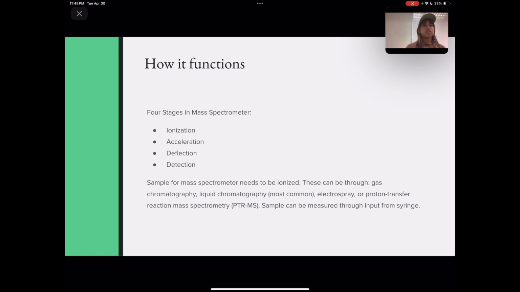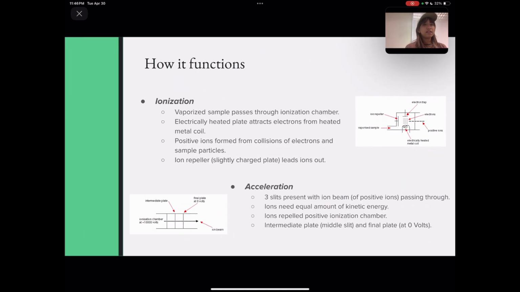There is ionization, acceleration, deflection, and detection. The sample for the mass spectrometer needs to be ionized. This can be done through gas chromatography and liquid chromatography, which are the most common ways of preparing samples for the mass spectrometer, but some other ones that are well used and well known are also electrospray and proton transfer reaction mass spectrometry. There's also a lot more that will be mentioned later on in this presentation. The sample is then usually put into the mass spectrometer through a syringe that will then be vaporized and then led to the next step.